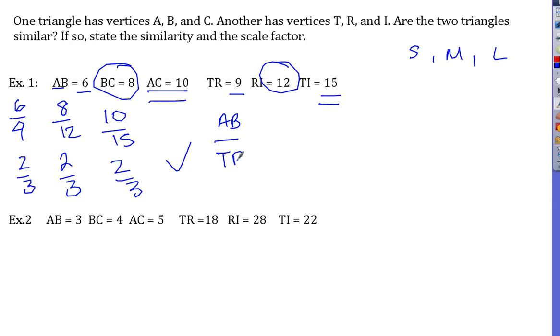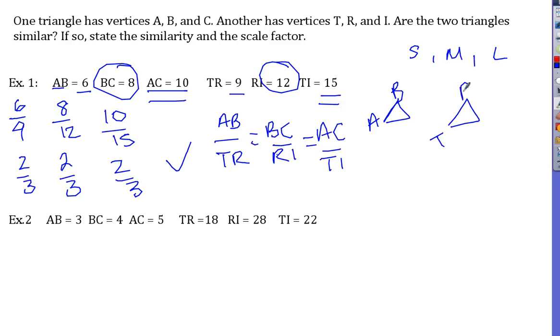It says AB is to TR as BC is to RI as AC is to TI. When it says write the similarity, it wants you to write that statement. So AB is to TR as BC is to RI as AC is to TI. So I would write ABC is similar to TRI.